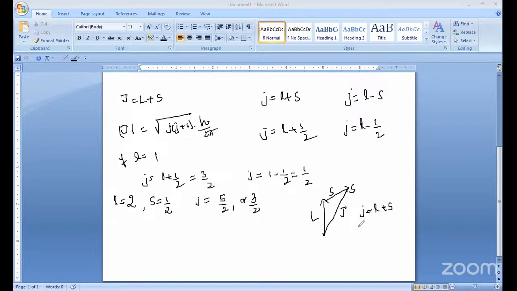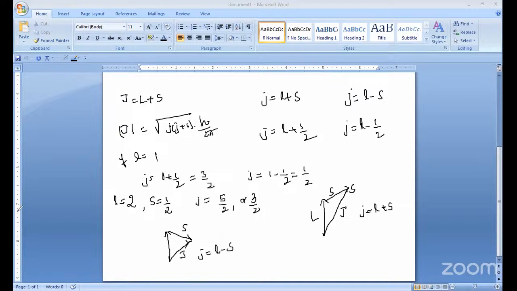Suppose S and L are aligned in anti-parallel, opposite directions. If L is in this direction and S is in this direction, here both are not in the same direction, they are aligned oppositely. Then in this case, J is equal to L minus S. So this is the motion commonly used to describe the states.